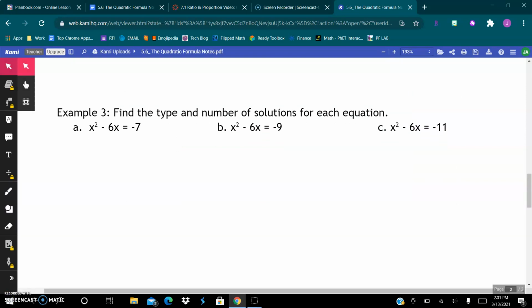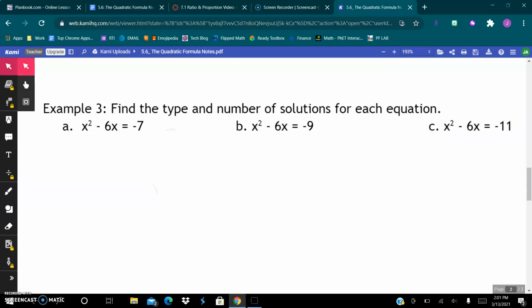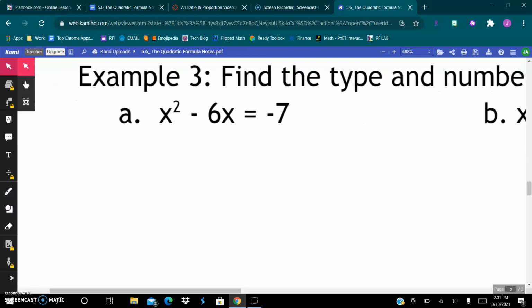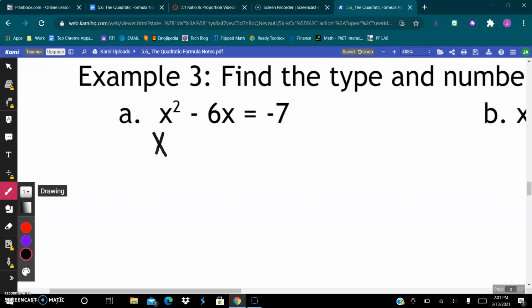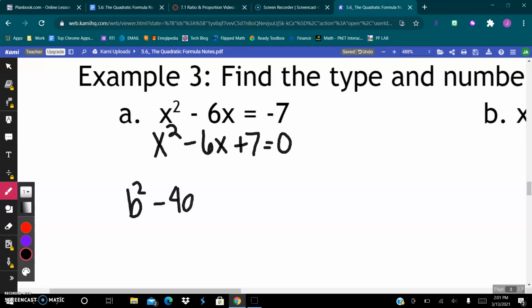So we have to find the type and the number of solutions for each equation here. Remember, they have to equal 0, so I have to have everything on the same side. So I'm going to add 7 to both sides here so that I have 0. And then I'm going to do b squared minus 4ac. So b in this case would be -6, a is 1, and c is 7.